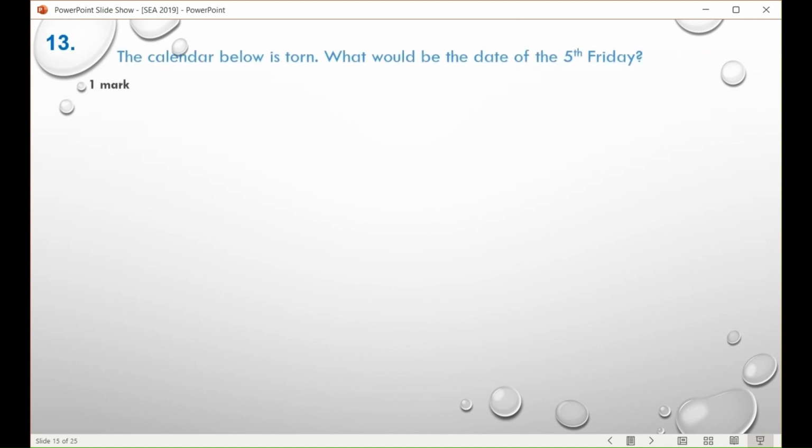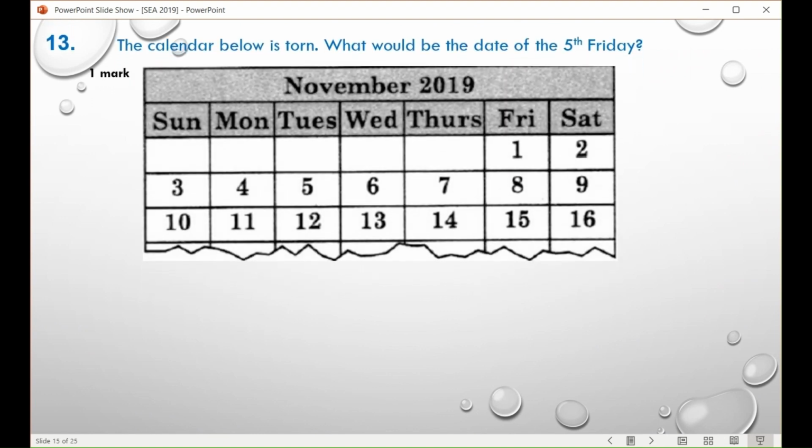Number 13. The calendar below is torn. What would be the date of the fifth Friday? So we're seeing it's November 2019, because this is the SEA paper 2019, and we have it written in a standard format from Sunday, Monday, Tuesday, Wednesday, Thursday, Friday, and Saturday. And we're interested in what's happening on the fifth Friday. We know the first Friday is on the first of the month, the second Friday is on the 8th, and the third Friday is on the 15th.